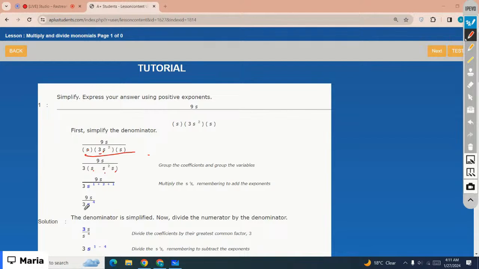That would be 9, 3s exponent 4. You have 9s divided by 3s 4. Divide 9 by 3. 9 divided by 3 is 3. And you can subtract their exponents.